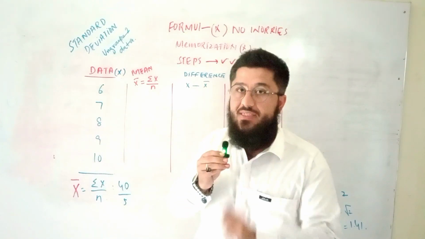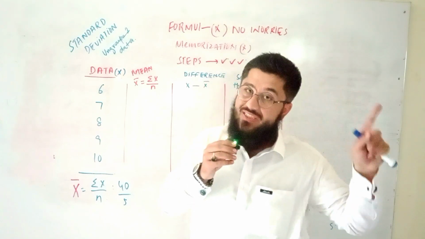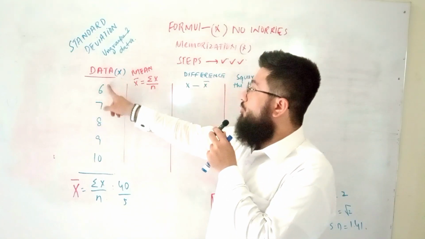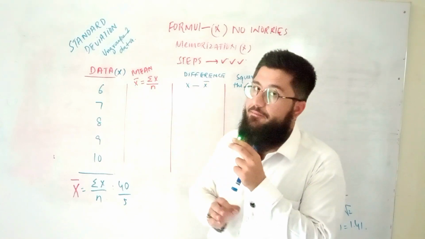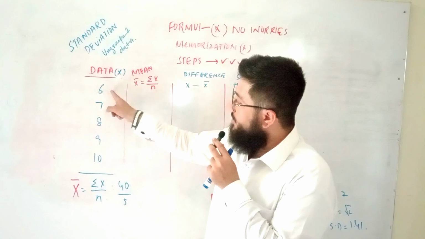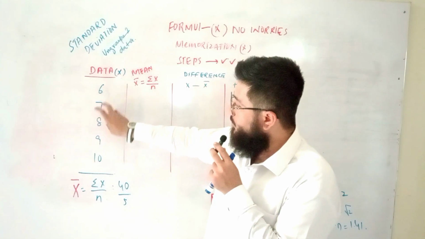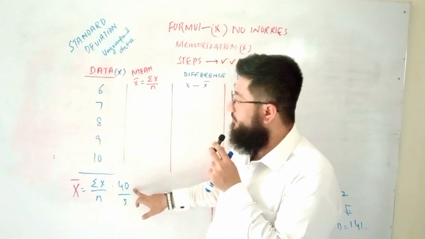The very first step that you're going to do, follow the steps, is to find the mean. We know how to find the mean. We just go through the data and do the sum of all these: 6, 7, 8, 9, 10. We need to do the summation, so we'll get the value that is 40.